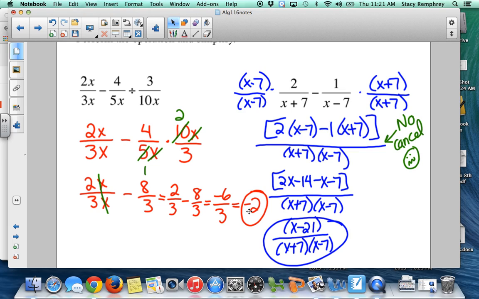Now, there are many different ways to do this problem. Some of you may have chosen to multiply across the top and the bottom to begin with, get common denominators. There are actually many roads to get to the answer. We should all have an answer of -2.